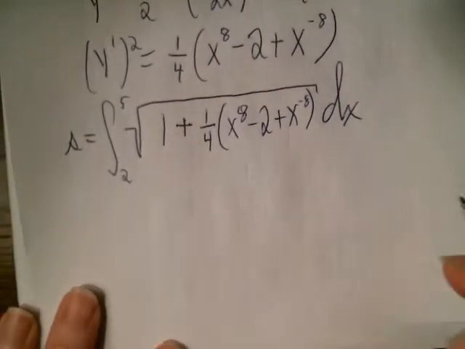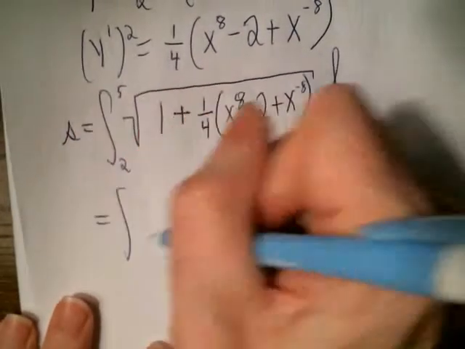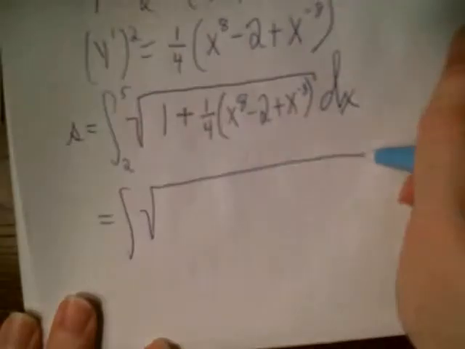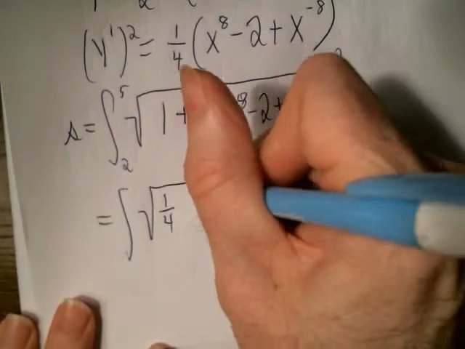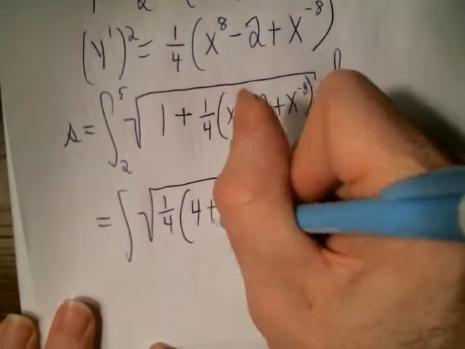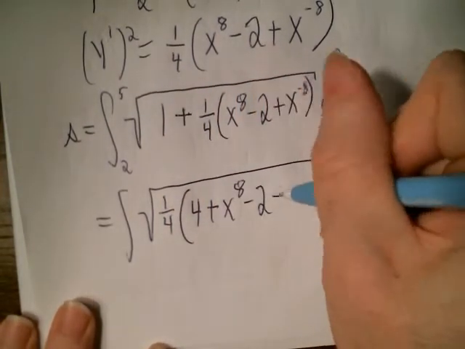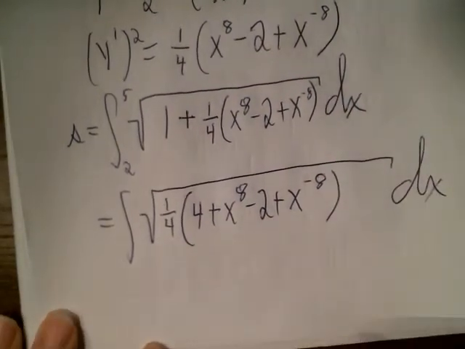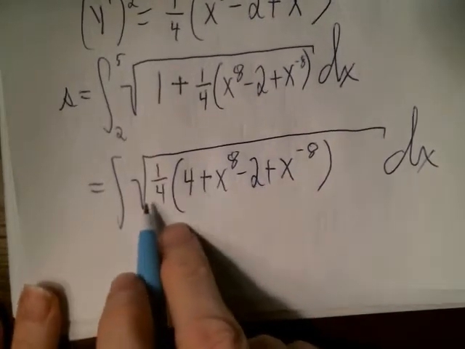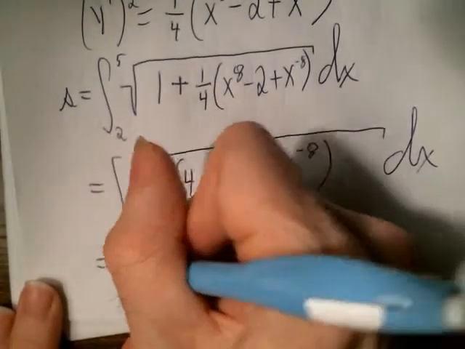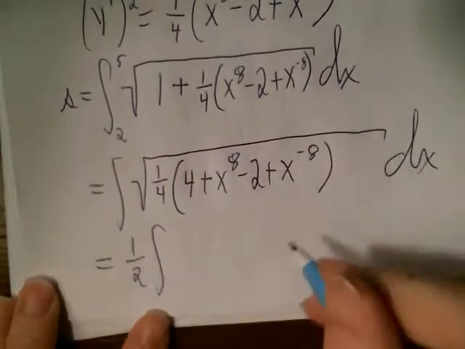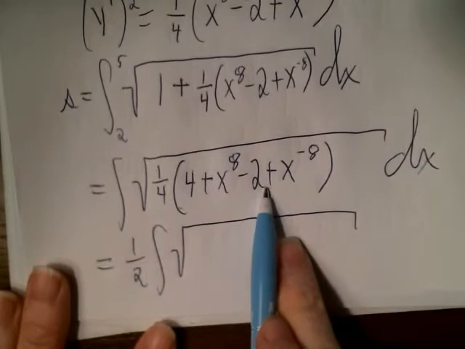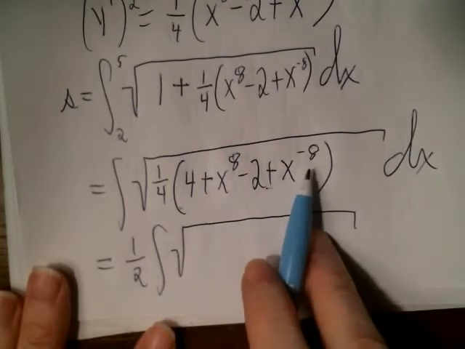Okay. We could factor out a 1/4 from all of that. So we end up with the square root of 1/4 times 4 plus x to the eighth minus 2 plus x to the negative eighth dx. The square root of a product is the product of the square roots, so we end up with a 1/2 constant. I can remove that from the integral, times the square root of 4 minus 2 is 2, and then x to the eighth plus x to the negative eighth.